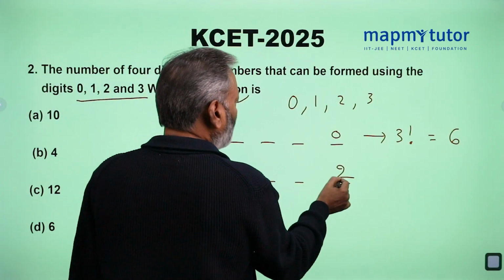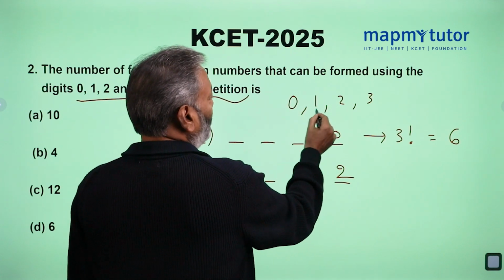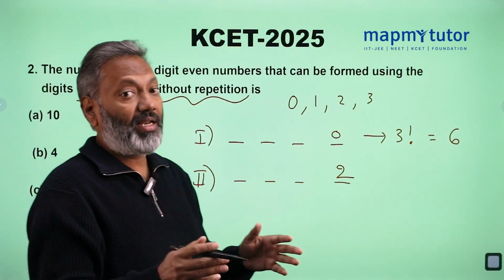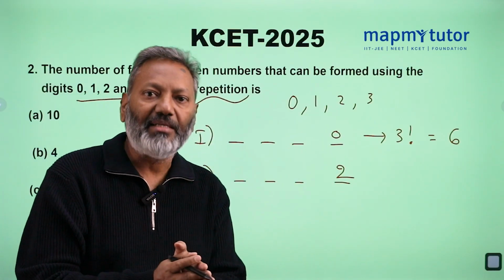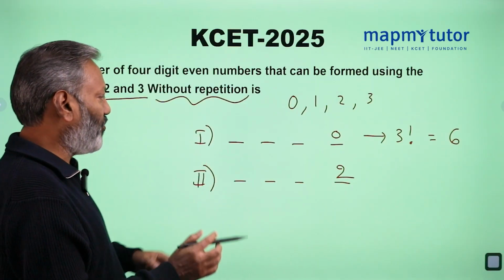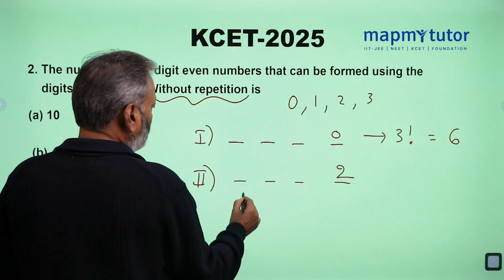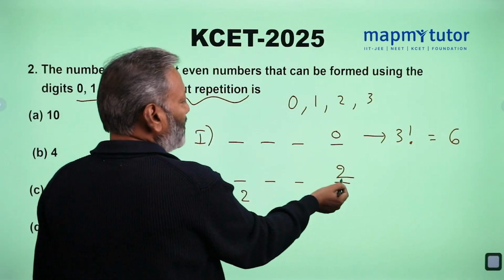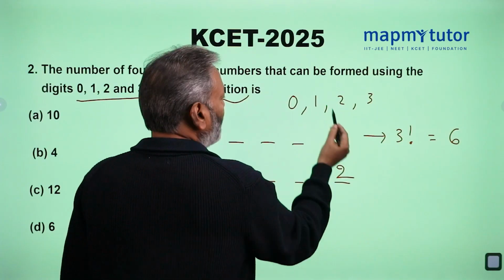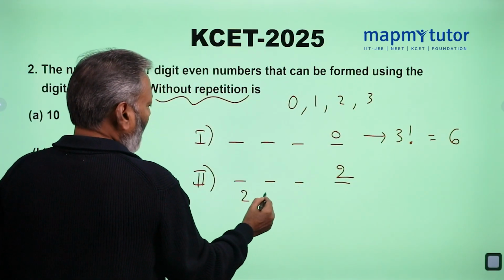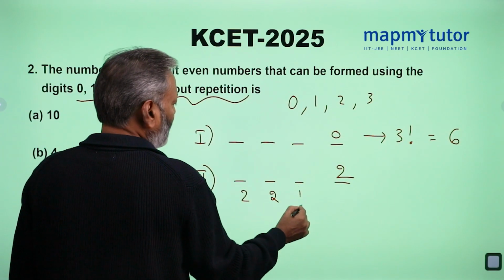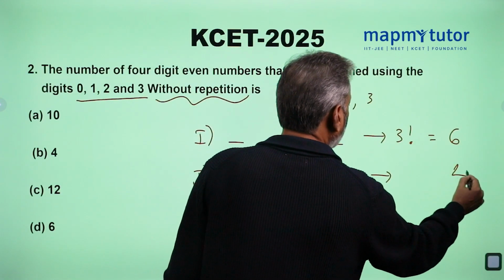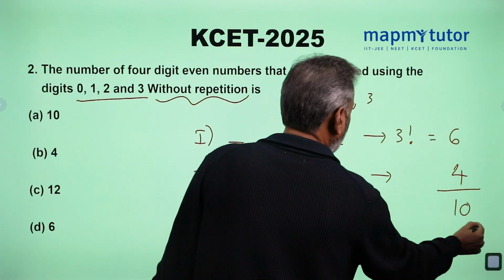Next one. 2 is already fixed. What are the remaining digits? 0, 1, 3. And remember, 0 cannot be in the thousands place. If it is in the thousands place, it cannot be considered a 4-digit number. Therefore, I can fill this digit in 2 ways. I can't fill it in 3 ways, I can't use 0. And 2 is already used in the units place, that's why I can use either 1 or 3. The second position, 2 ways, and the third position, 1. The total number is 2 into 2 into 1, that is 4 ways. And hence the total is 10.